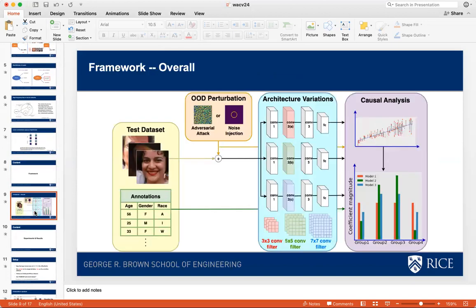Our framework consists of three parts. First, we perturb all the test images with out-of-distribution perturbations. In this work, we use adversarial attack perturbation and frequency noise injection perturbation to make a new test dataset which contains the same images but with different noises injected. I will talk more about the OOD perturbations in the experiments part. Next, we send the new test images to different models, where the models share most of the architectural design but differ only in some small part, for example, convolutional kernel size here in our paper. And last, we collect all the results from the second step and split them into different groups according to the sensitive attributes and apply our causal analysis on the results.